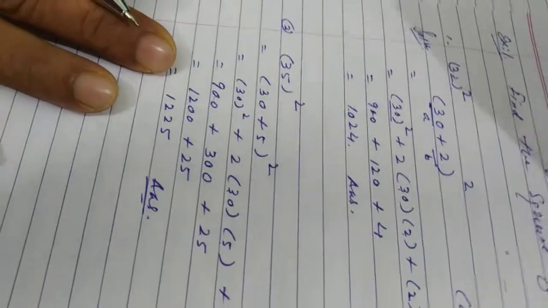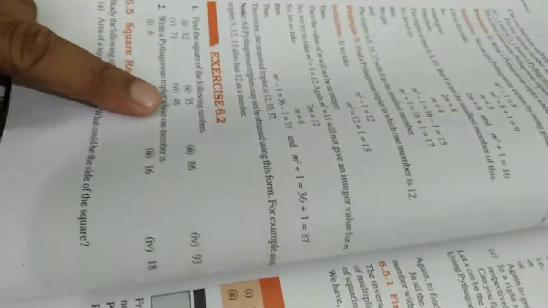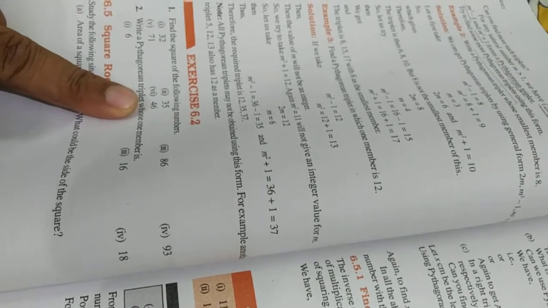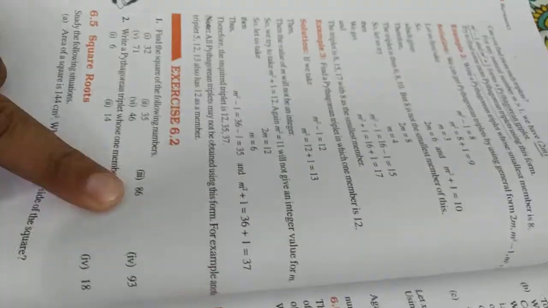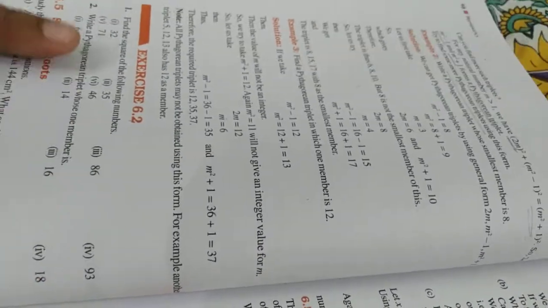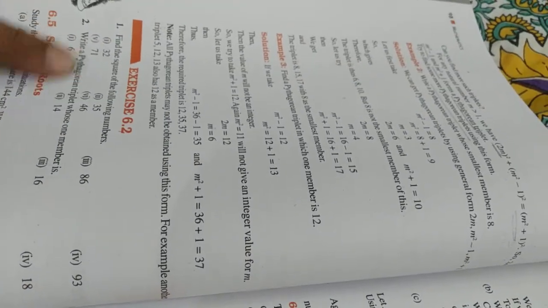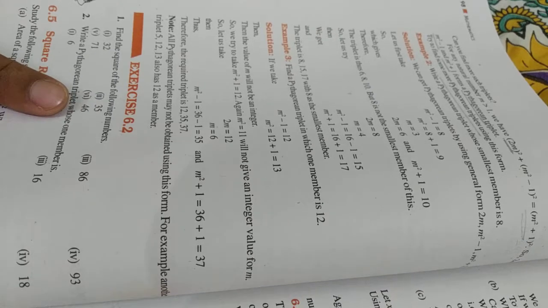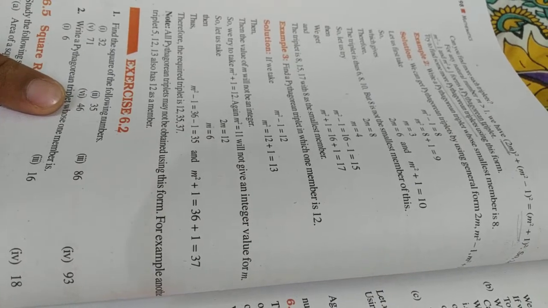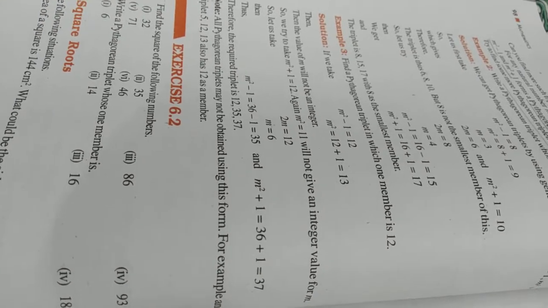As it is, find out for the remaining: 86, 93, 71, 46. Split the number yourself. Suppose 86, so 80 plus 6; 93, so 90 plus 3; 71, so 70 plus 1; 46, so 40 plus 6. Got it? Now second, write the Pythagorean triplet whose one member is 6.